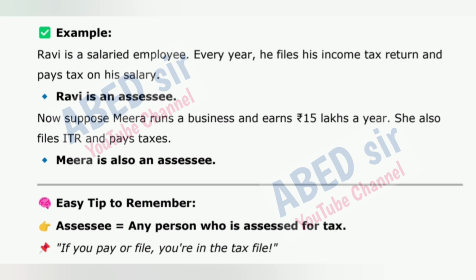Ravi is an assessee. Now suppose Meera runs a business and earns 15 lakh rupees a year. She also files ITR and pays taxes. Meera is also an assessee. Easy tip to remember: assessee is equal to any person who is assessed for tax. If you pay or file, you are in the tax file.